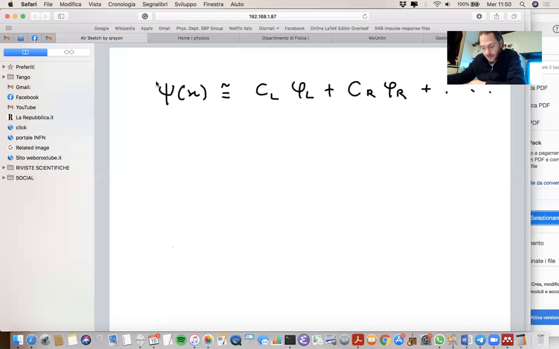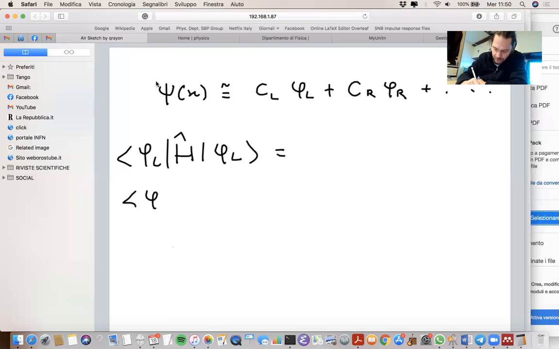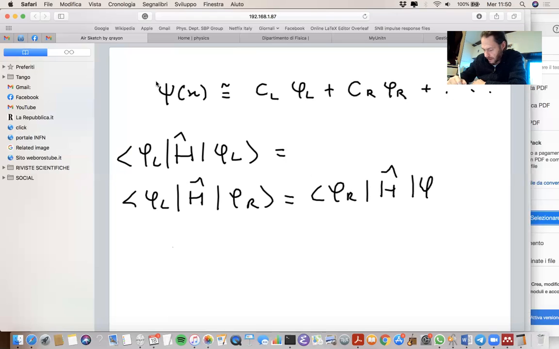So what is the prescription then? We take the Hamiltonian and we bracket it with all 4 terms. So we have to evaluate phi left H phi left, phi left H phi right. But this is a Hermitian operator, so phi right H phi left is, in general, the complex conjugate, but since this is a Hermitian operator and the functions are real, they have the same value. And then, of course, I have phi right H phi right.